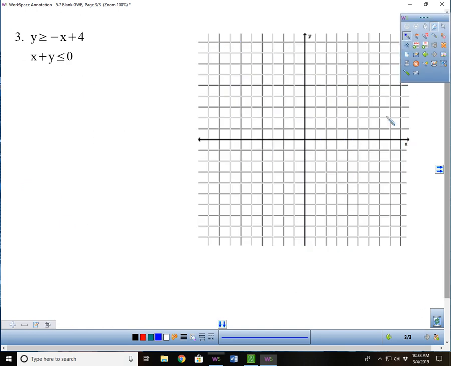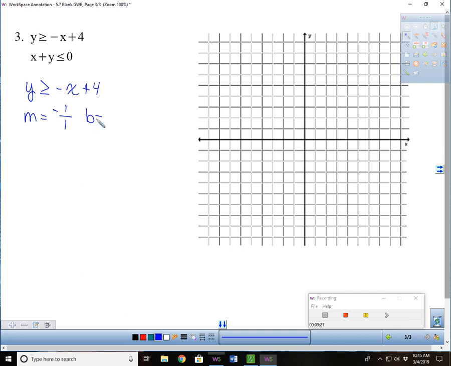And the last one. Okay, so the first one, your y is already solved for, so we don't have anything to do except identify the parts we need. So your slope is negative 1 over 1, and your y-intercept is 4. Y is greater than, so you're going to shade above. And you're equal to, so you have a solid line. So we're going to start at 4, and we're going to go down 1, right 1, or up 1, left 1.